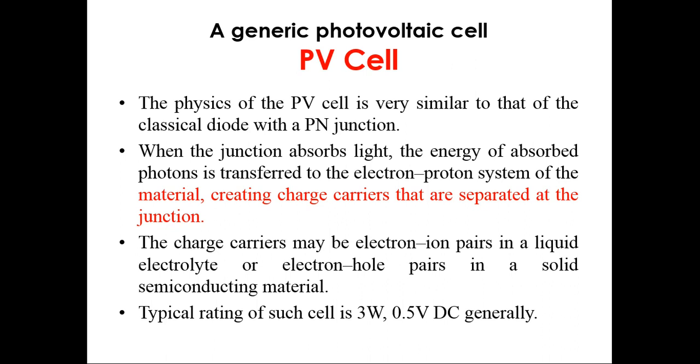Keep in mind that it's DC power, and obviously we need inverters to be connected with the modules at larger ratings, so we can harness AC power from the PV, that is the photovoltaic module, then inverter, and then the load. Now if we talk about the cell, the typical cell has a rating of 3 watt and 0.5 volt DC. Usually it will deliver 6 to 7 ampere DC current.